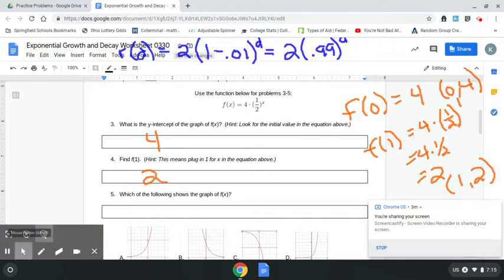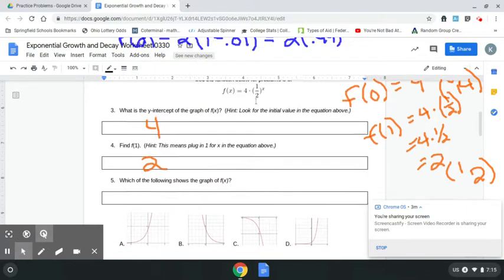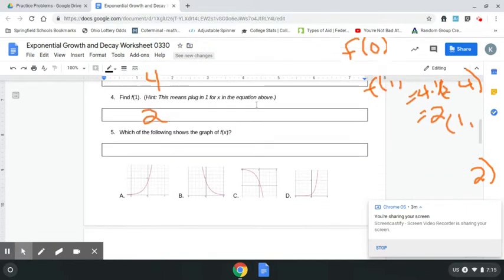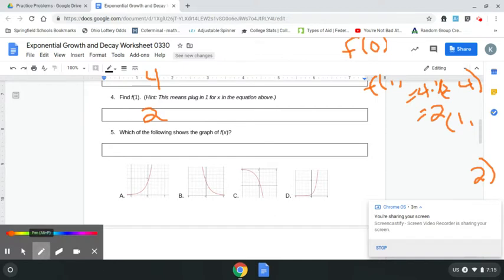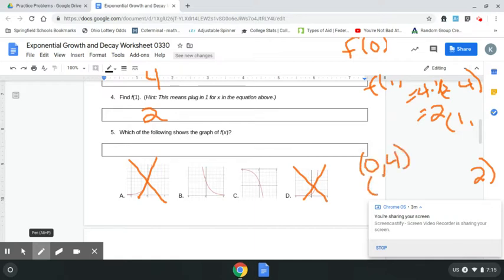So if we scroll down here, we know that 1/2 is less than 1. This is exponential decay. So because it's exponential decay, I can cross out A because that's exponential growth. I can cross out D, that's exponential growth. C is not one that we have seen before, but just to confirm, the two values we're looking for are 0, 4 and 1, 2. 0, 4 is right here. 1, 2 is right here. We can see those 2 points appear, so the correct answer is B.